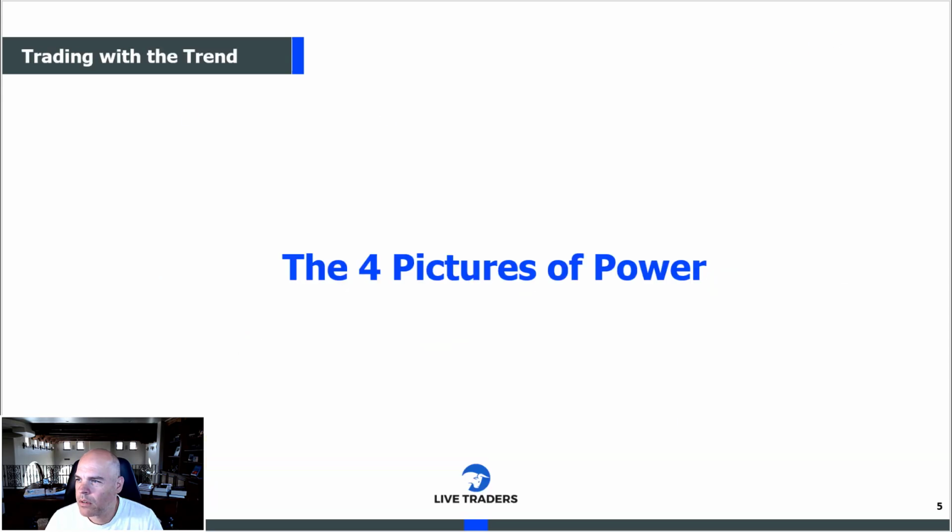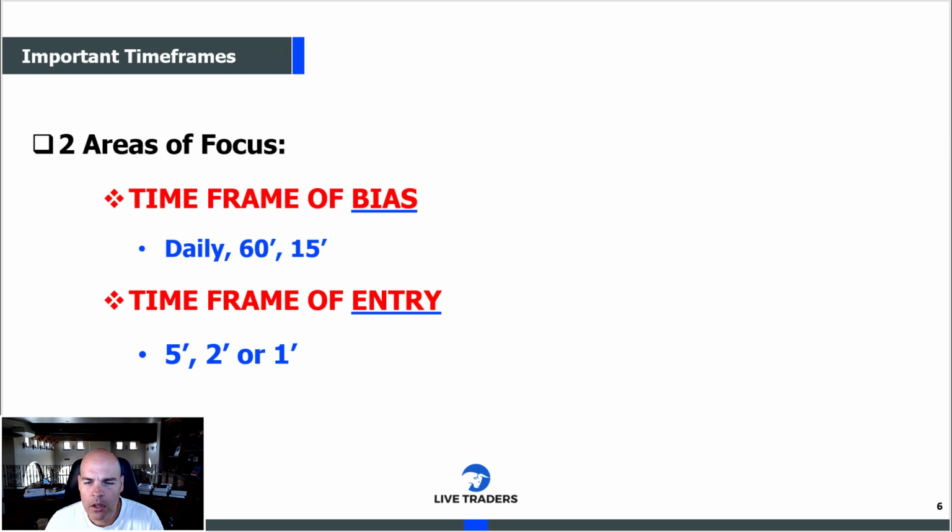All right. The 4 pictures of power. All right? Trading with the trend. Before we get specifically into the 4 pictures of power, you have to understand that there are 2 time frames that we generally look at in trading. I call it a time frame of bias and a time frame of entry.